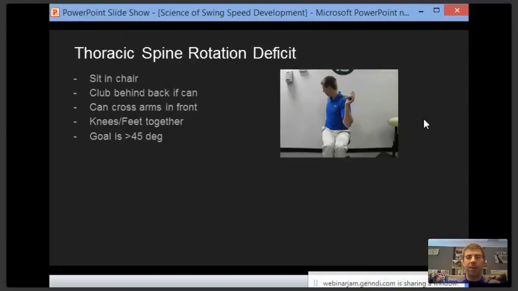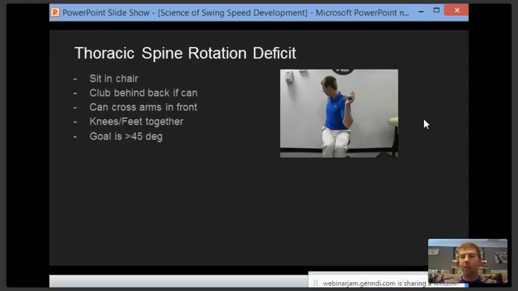Third one's going to be thoracic rotation, so sitting in a chair, knees together. You don't necessarily need a club behind. You can just have your arms crossed on your shoulders. Can you rotate at least 45 degrees, absolute minimum? What we're actually seeing in our data is we're collecting the averages for each age group in terms of how much people turn. For instance, a junior golfer should be turning about 70 to 80 degrees. But with an adult, we're looking more like that 50 degree area.